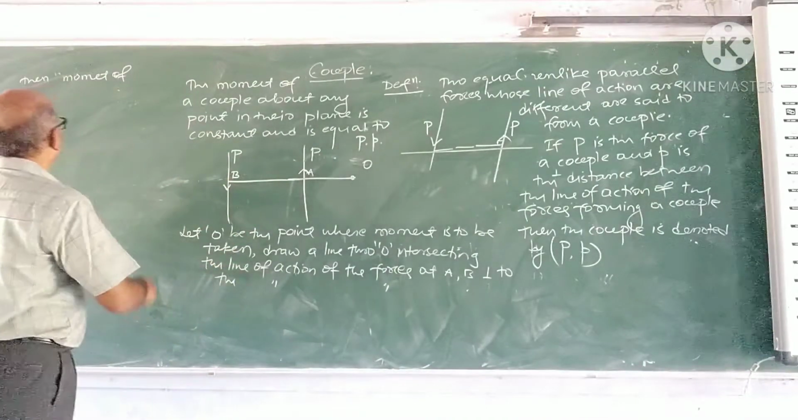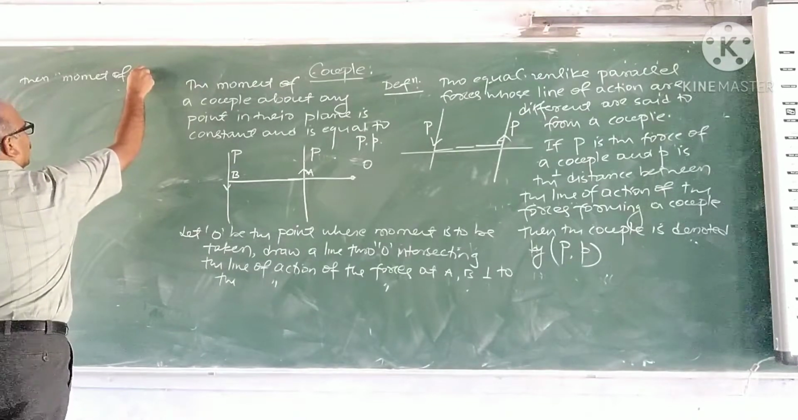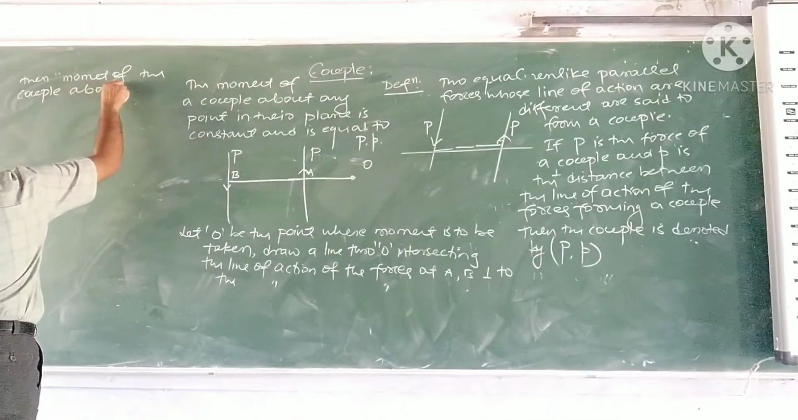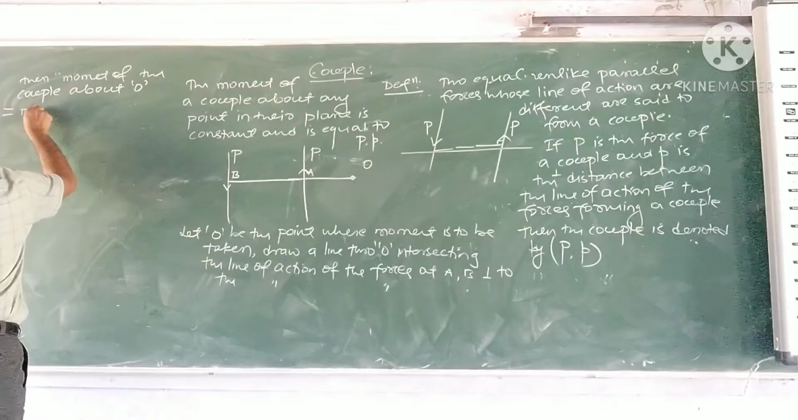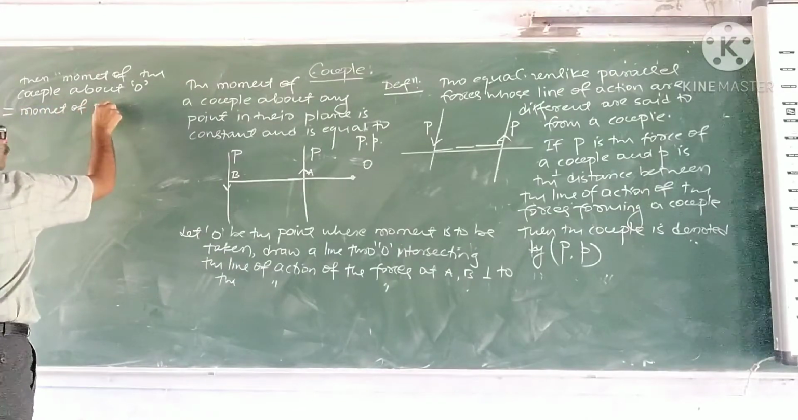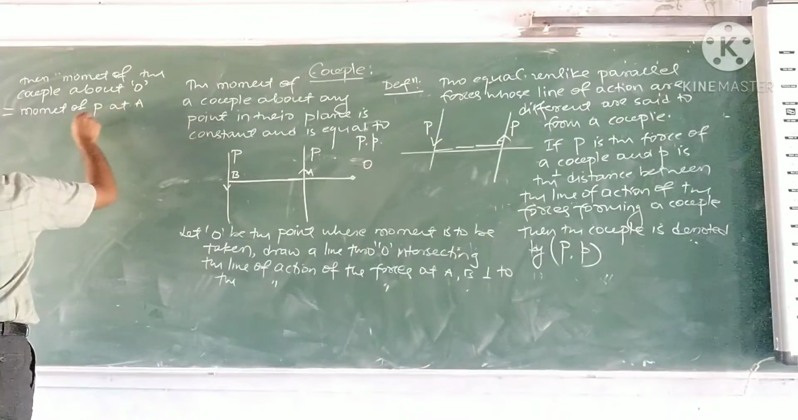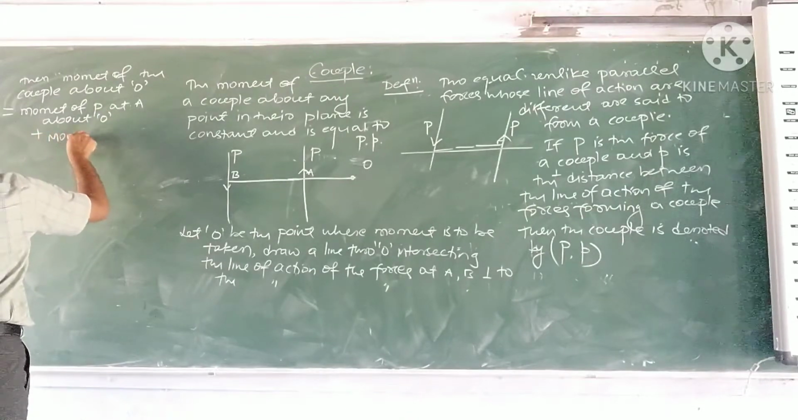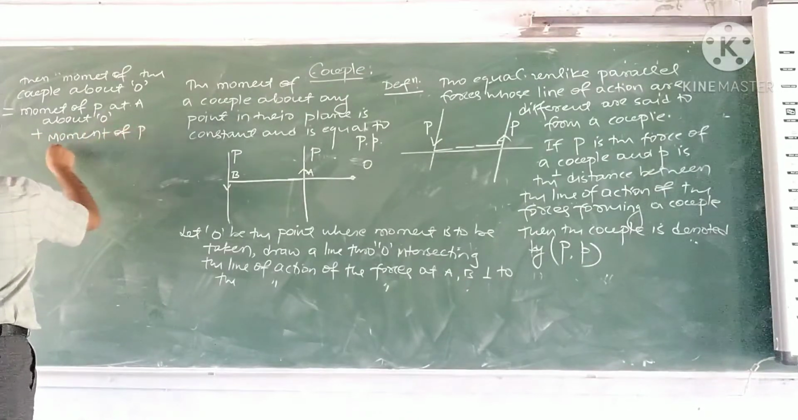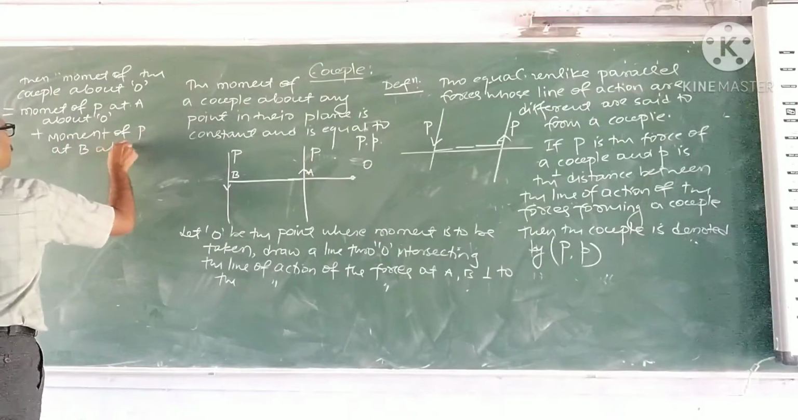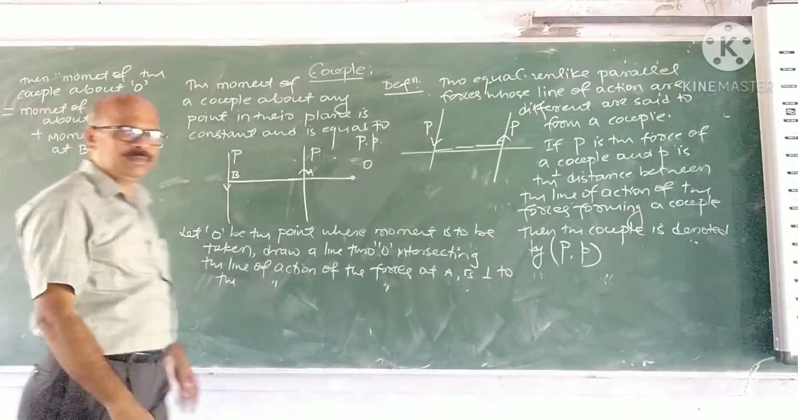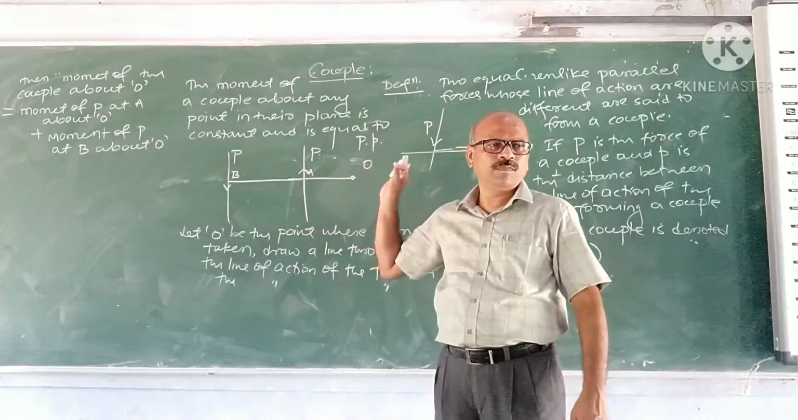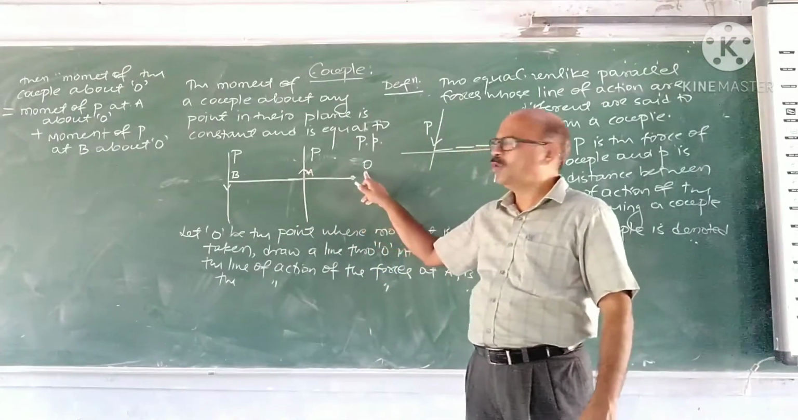Then the moment of the couple about O is the moment of P at A about O plus the moment of P at B about O. The moment of the couple is the sum of the moments of the two forces about O. What is the moment of this P about O?